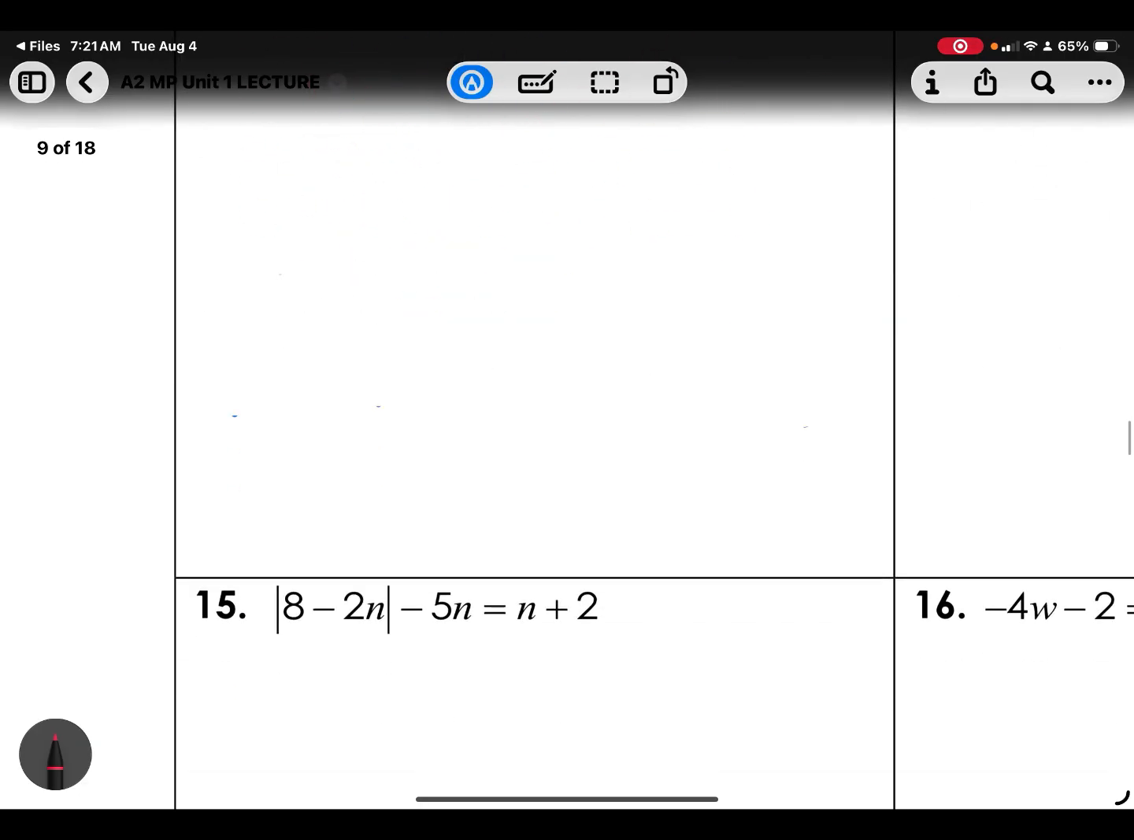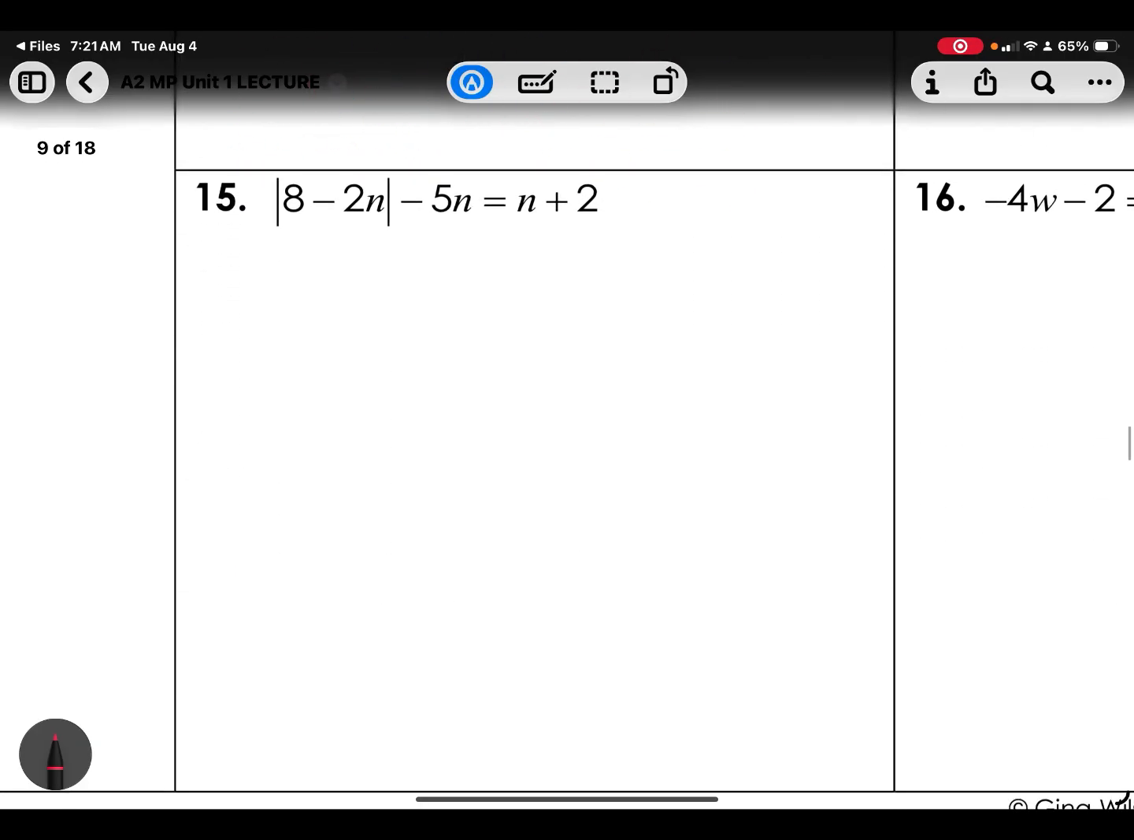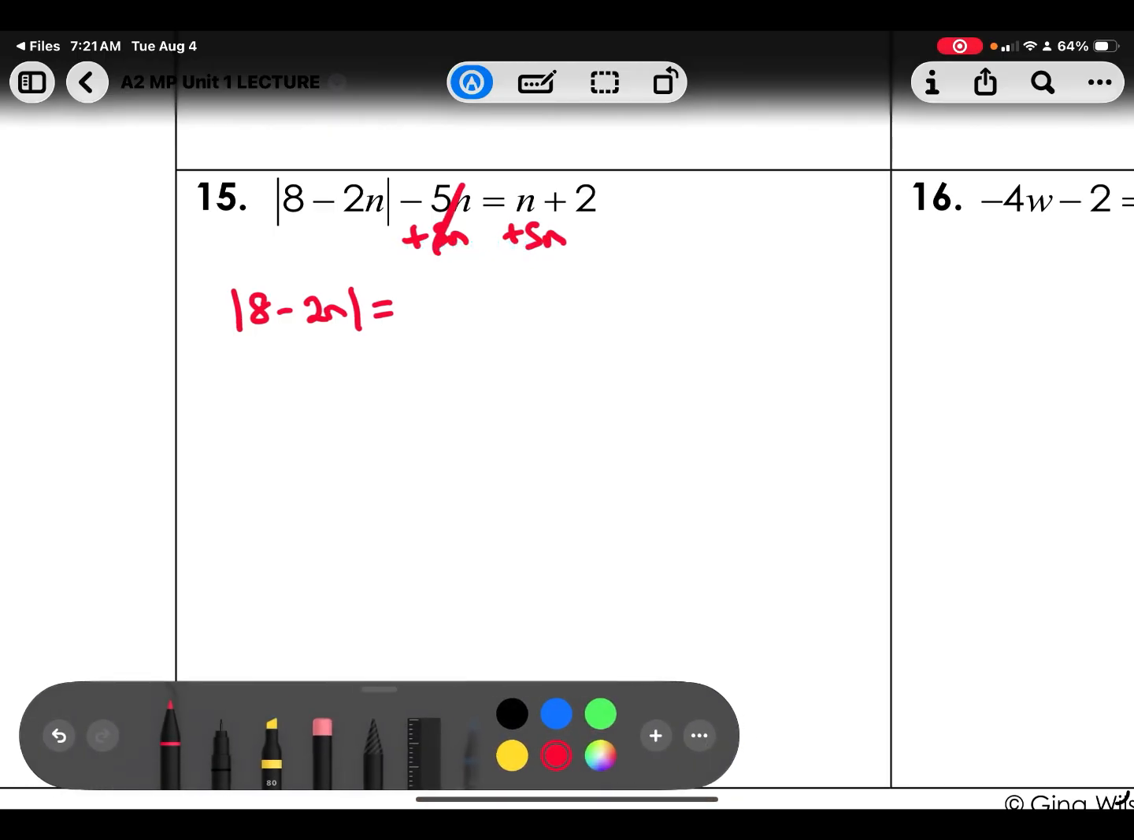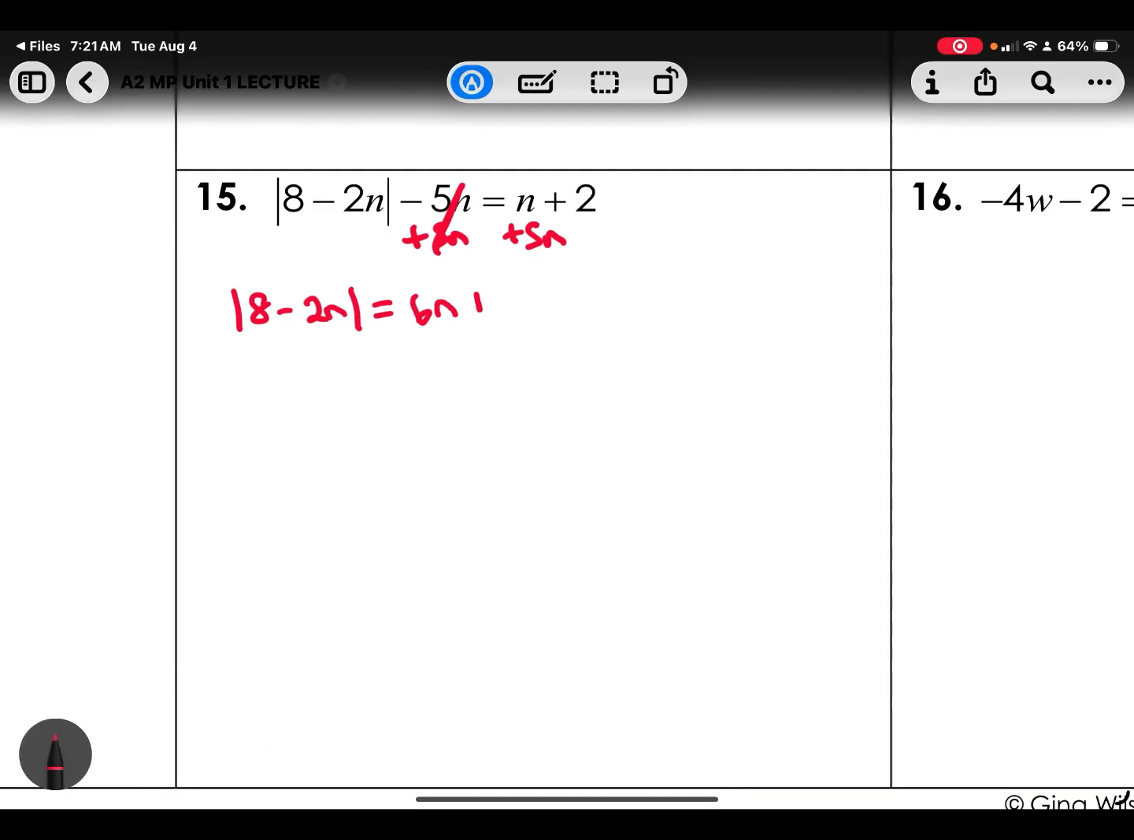All right, let's just do one more. Let's go down to number 15. All right, so we do not have it isolated, so we have a little bit of work to do here. The first step is going to be move that 5n. So we'll move the 5n over. Okay, so I have absolute value of 8 minus 2n, and that's going to give me 6n plus 2.